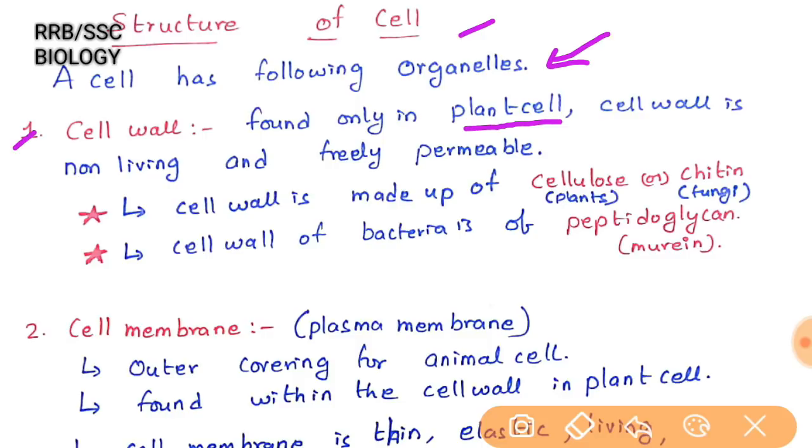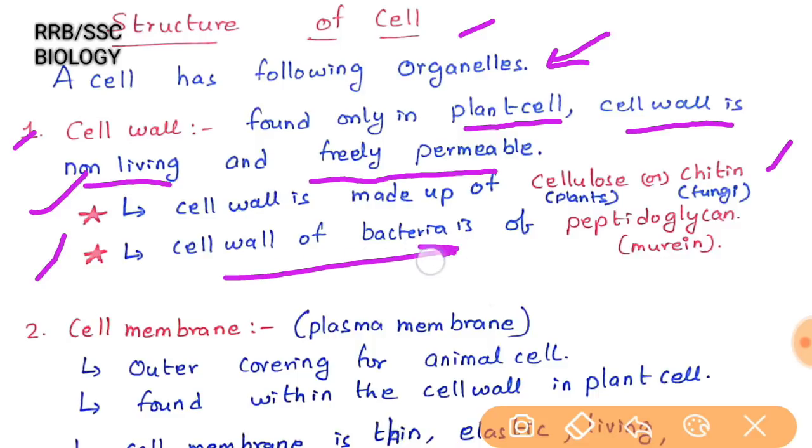Okay friends, the cell wall is non-living and freely permeable. What is permeable? Salt and water can go inside and out. It is called permeable, friends. Okay, note down this star marked one liner. The cell wall is made up of cellulose in plants, and in fungi the cell wall is made up of chitin, friends. The cell wall of bacteria is made up of peptidoglycan, which is also called murein.